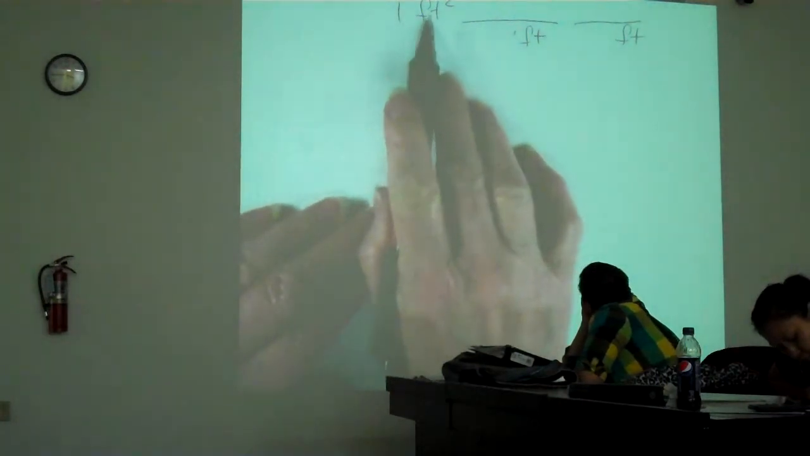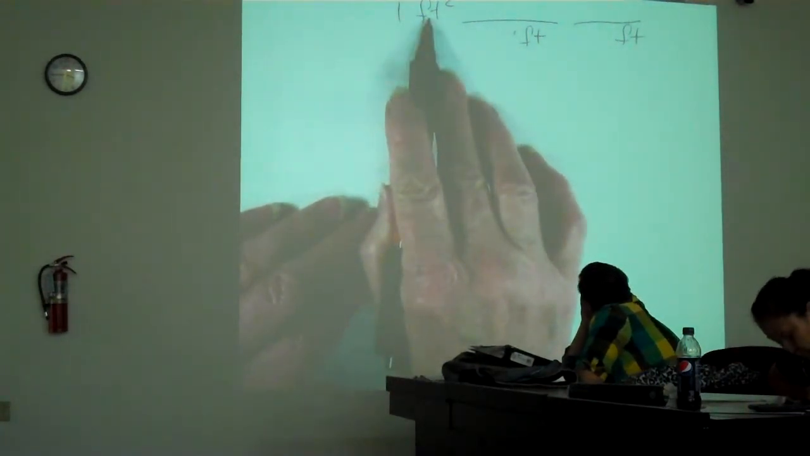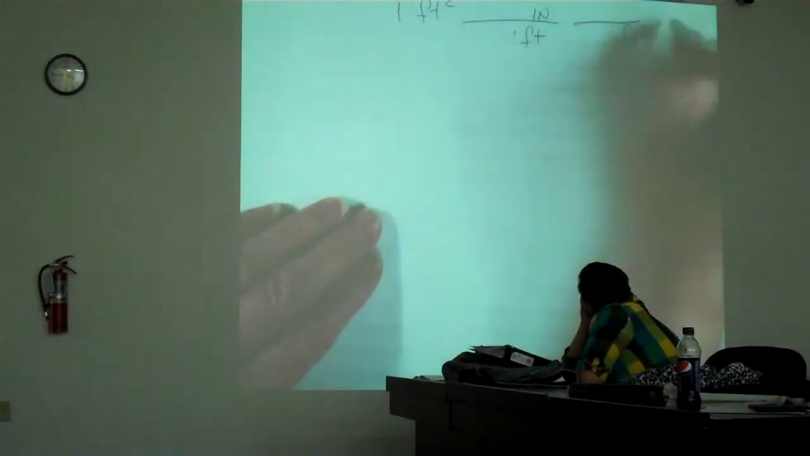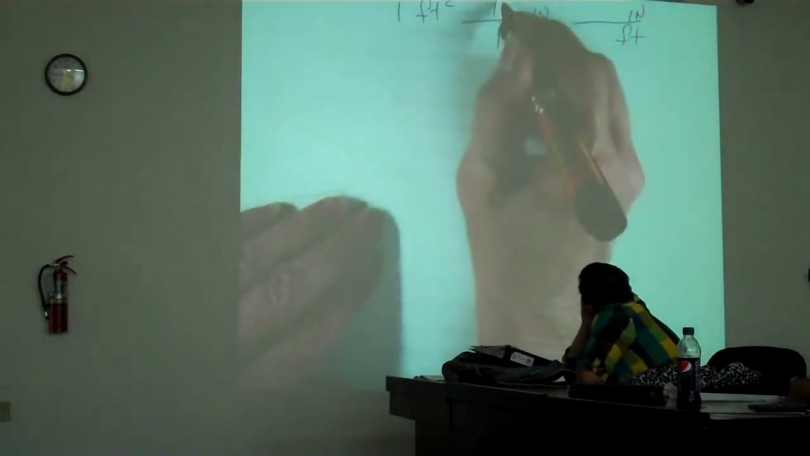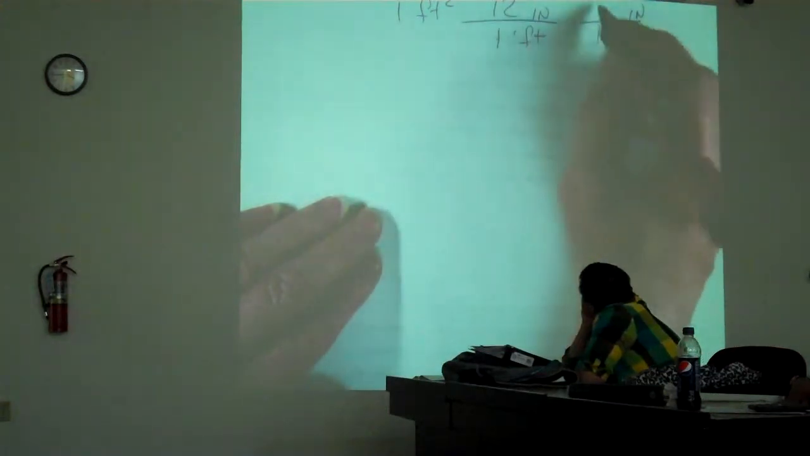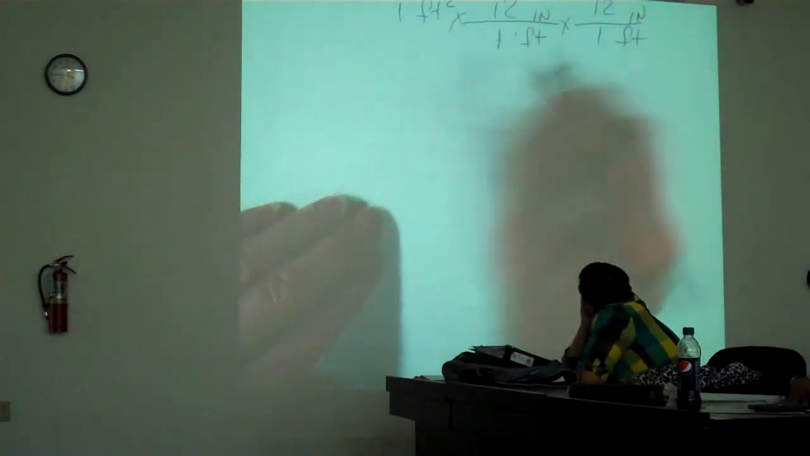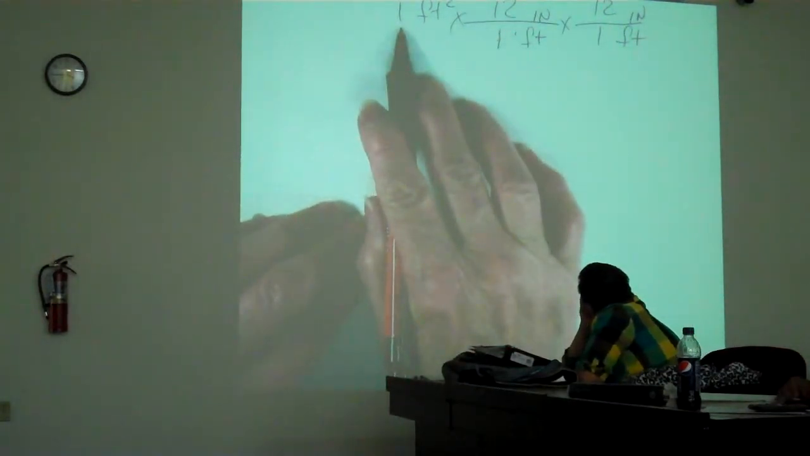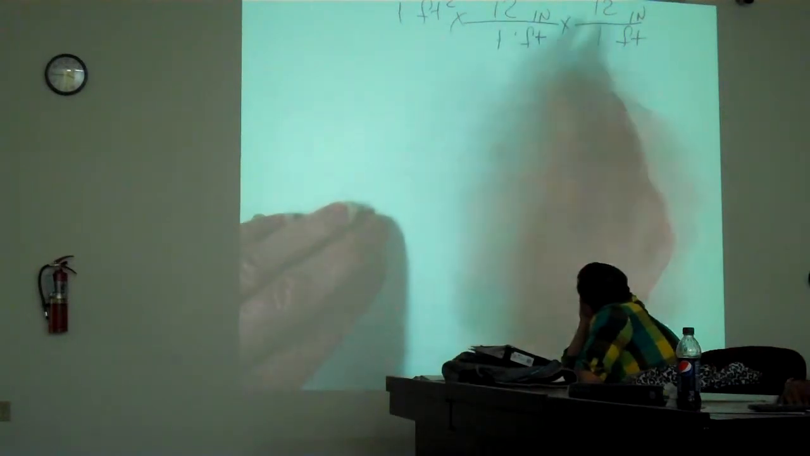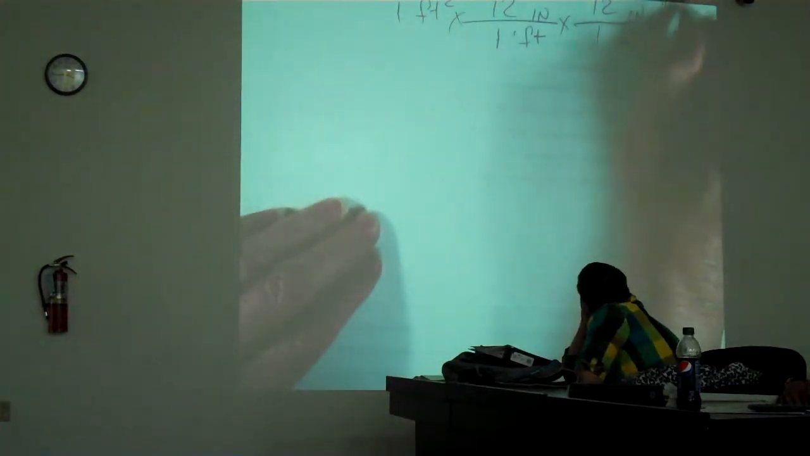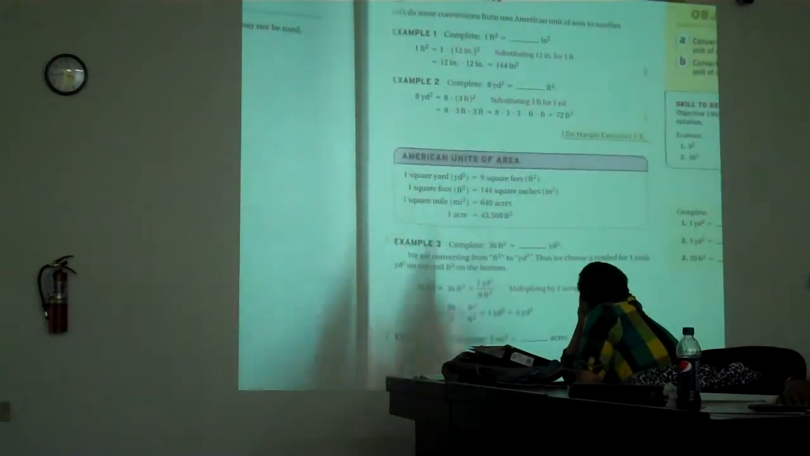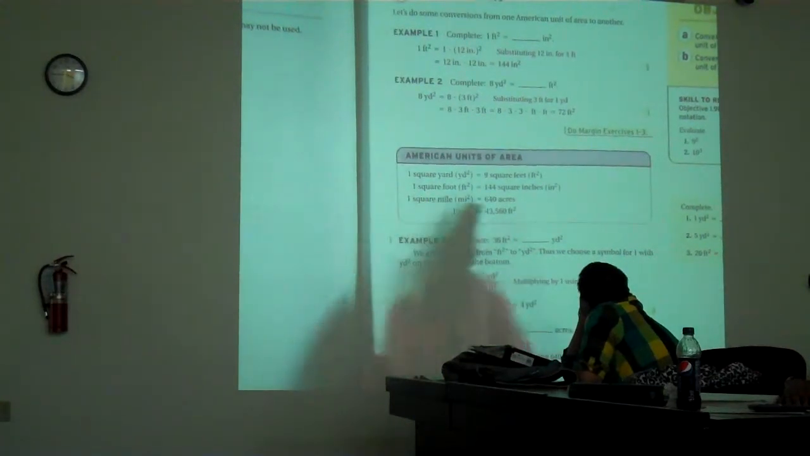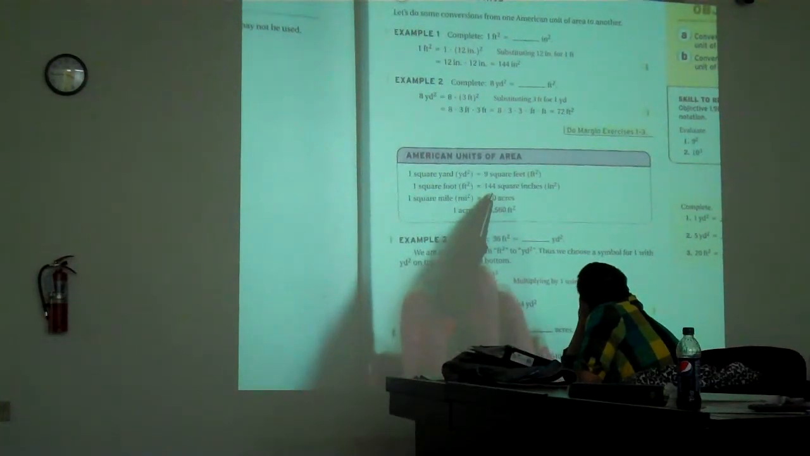Okay, square feet means feet times feet. If you're wanting to go square inches, you're going to be doing inches times inches, right? 1 foot is 12 inches, 1 foot is 12 inches. So 1 square foot is how many square inches? 12 times 12. 144 square inches. Okay? So you could have figured it out without it telling you that 1 square foot is 144 square inches.